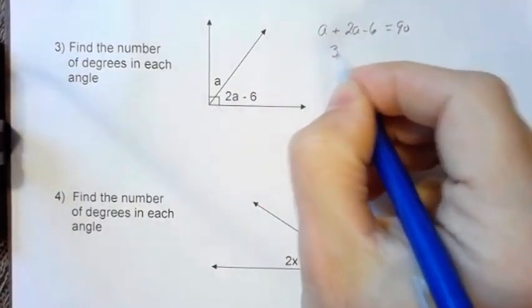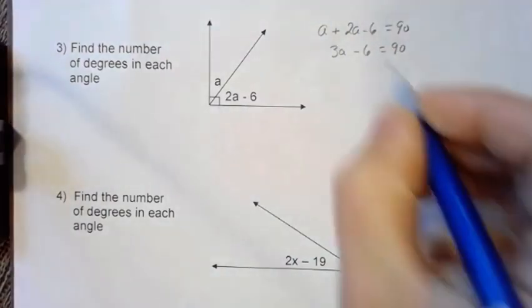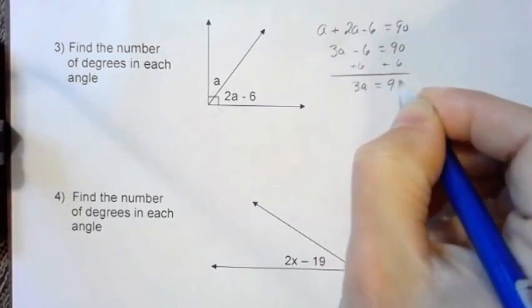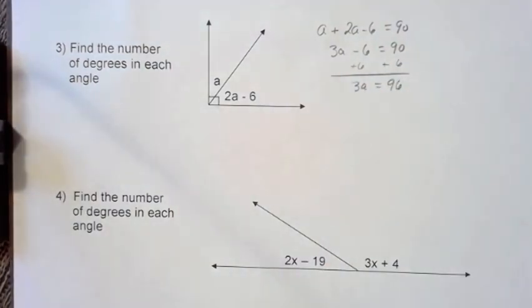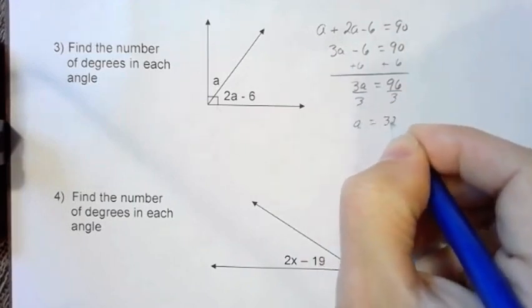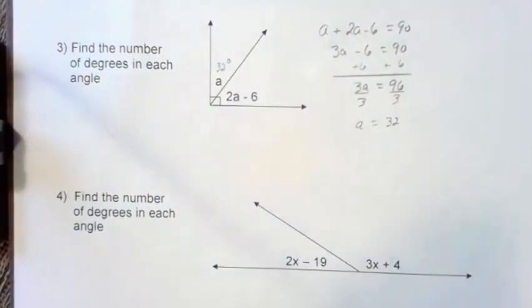A and 2A simplifies to make 3A minus 6 equals 90. And then I'm going to add 6 to each side, meaning that 3A is equal to 96. And then if you divide each side by 3, that means that A is going to be equal to 32. So this angle just labeled as A is 32 degrees.